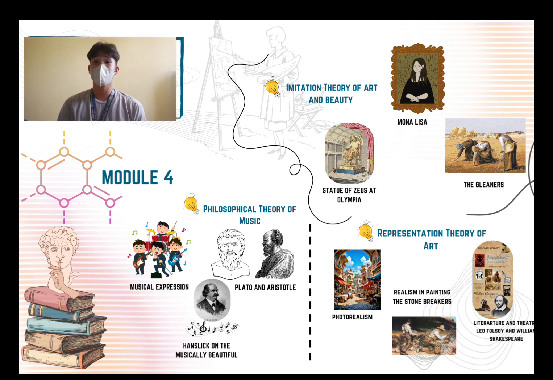So now we are going to proceed to my topic, which is Module 4, which includes the imitation theory of art and beauty, the philosophical theory of music, and the last one is the representation theory of art. The first one is the imitation theory of art and beauty.